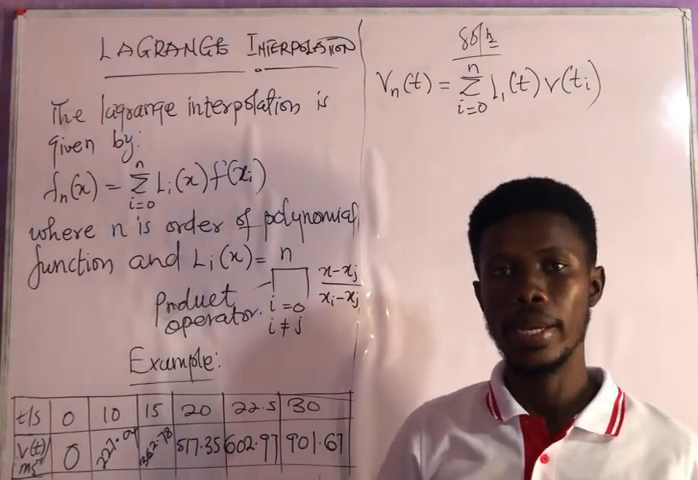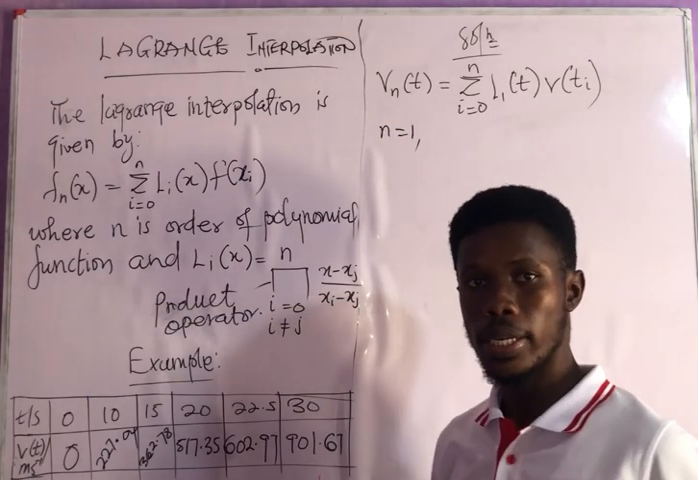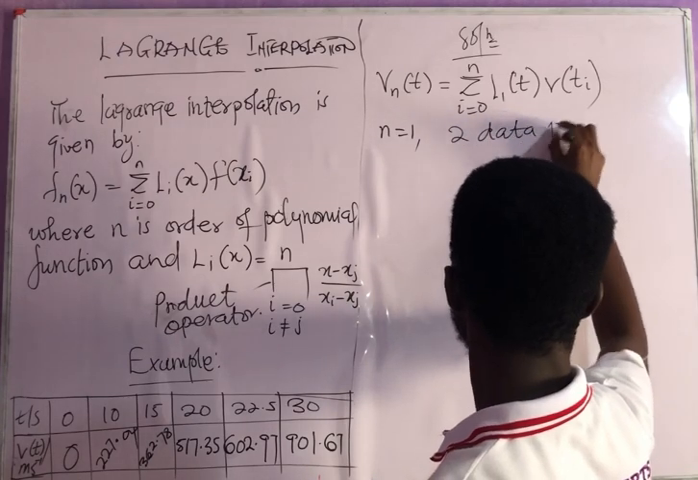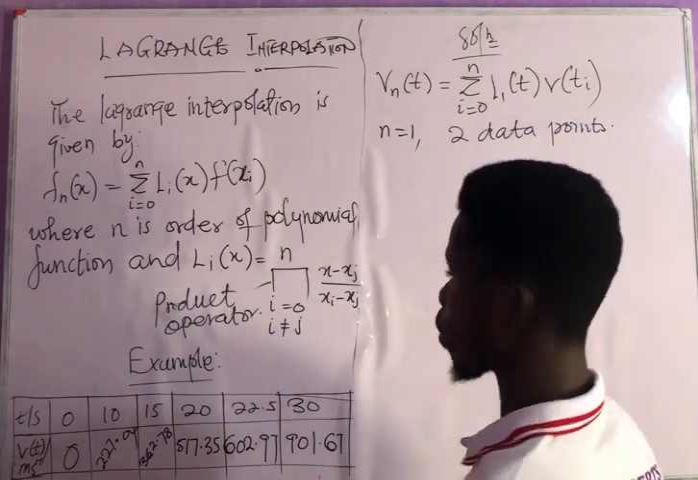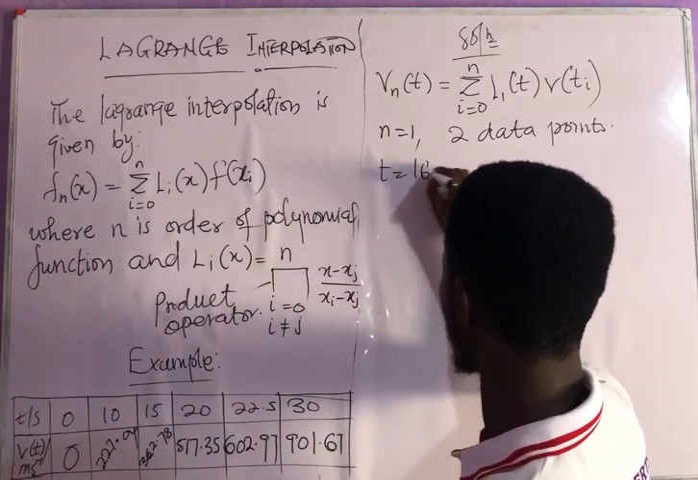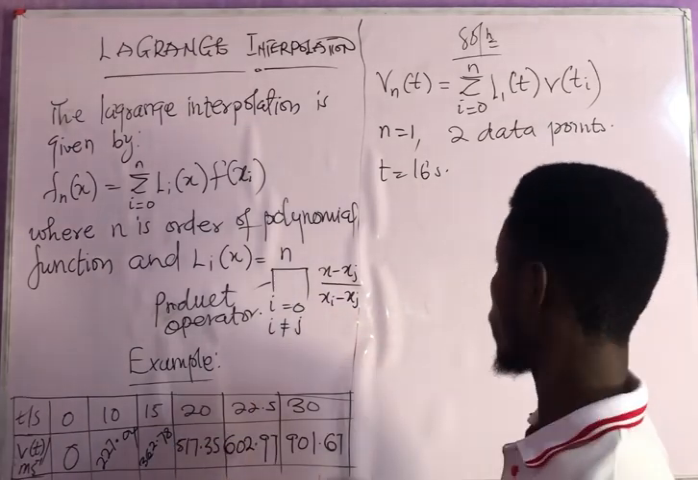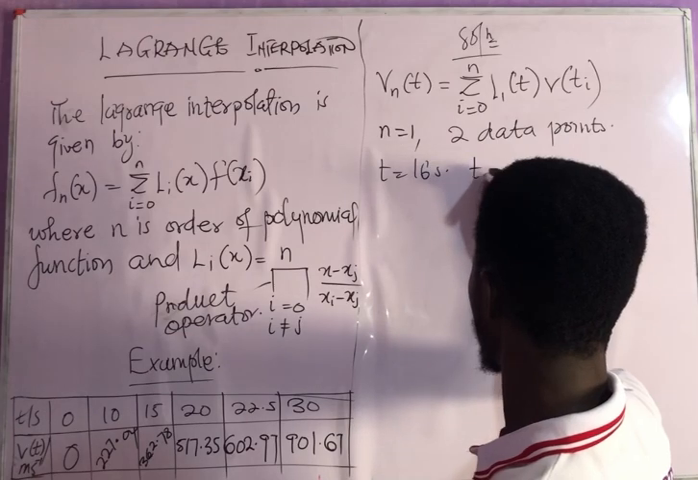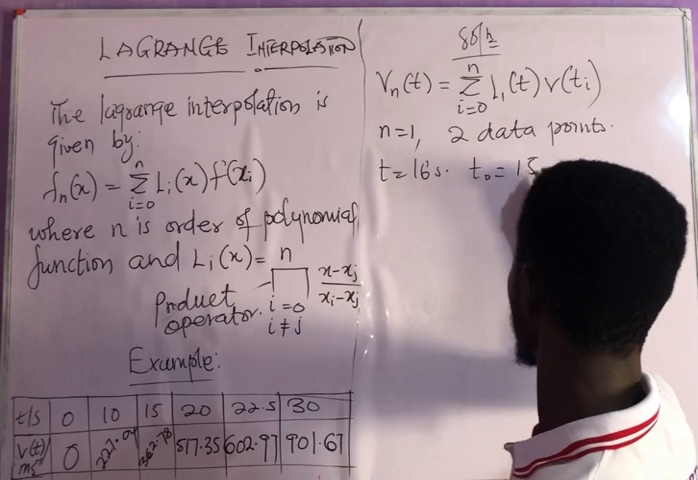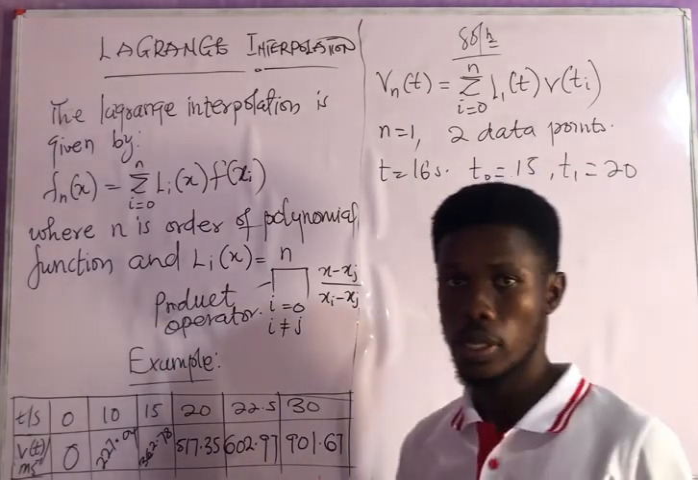And we said we should find a linear, which means that our n is 1. If n is 1, then our data points will be 2 data points. Now, we have to find t equals 16 seconds. So we look for two numbers that are close to 16 seconds. Let's name the least one as t0, which is 15, and t1, which is 20 seconds. Is that okay?